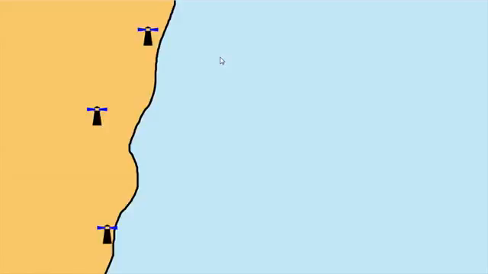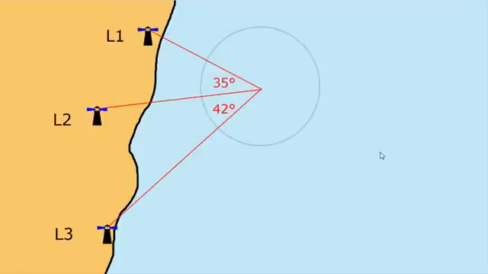So to do a horizontal sextant angle, we need to start with some objects that are on your chart and that you can see from the ocean. Let's say you think you're somewhere out here in the ocean. You don't know where you are, but you think you're out here somewhere. You can see the three lighthouses off on the coast here, but you're not quite sure where you are. So if we take our sextant, we can measure some angles. We can say that the lighthouse 1 to lighthouse 2 angle is about 35 degrees, and the angle between lighthouse 2 and lighthouse 3 is about 42 degrees.